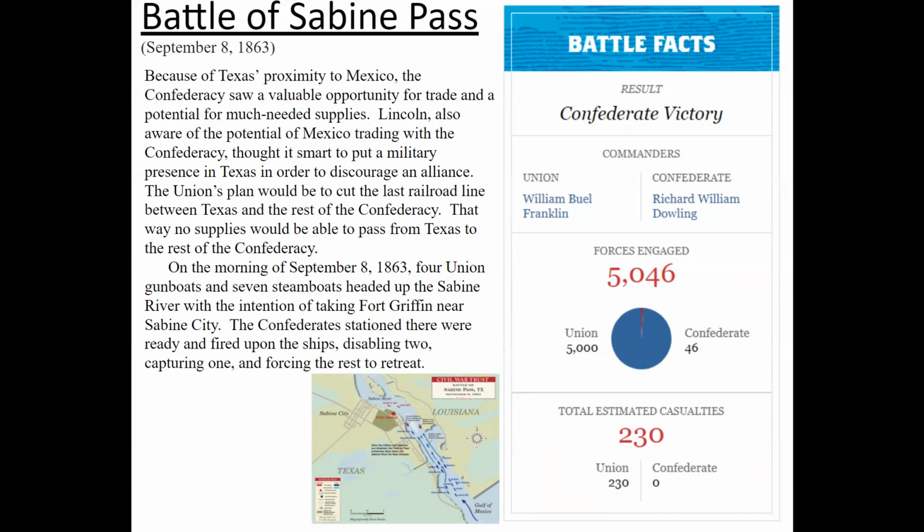But taking a look at the battle on the bottom, the Confederates, only being 46 of them, are able to go inside the fort and push away the Union Navy, shooting at them and basically not allowing a victory. The Confederates stationed there were ready and aware of what was happening and fired upon, disabling and capturing those Union forces and making it a huge Confederate victory, which I do believe, if it was a loss, would significantly and possibly have ended the war sooner.